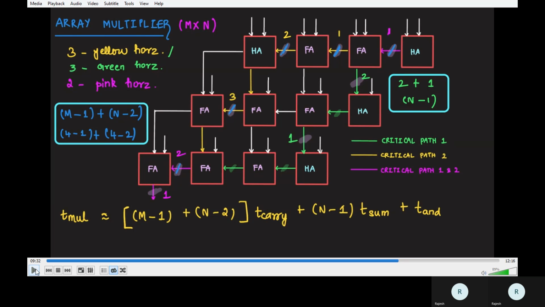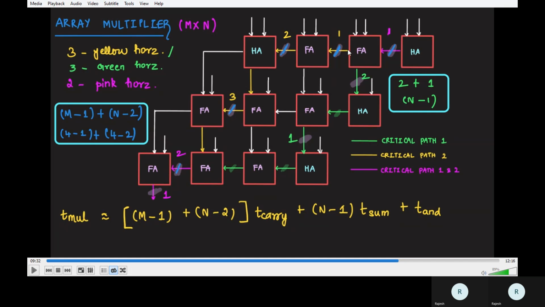Now I will once again explain the T multiplier delay calculated. Here you can see on the left side I have written 3 yellow horizontal lines, which are 1, 2, 3. So they are yellow lines, critical, and there are 3. Here it is 1, here it is 2, and here this horizontal, if you see, is pointed here. So this is 3. So 3 green horizontal lines.